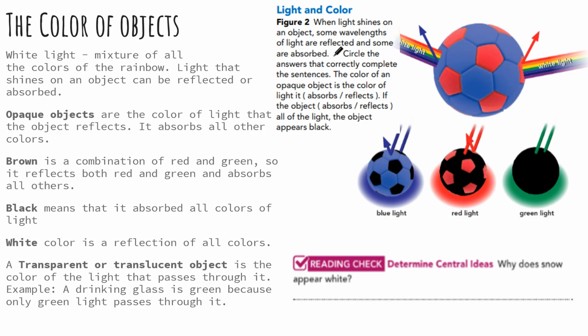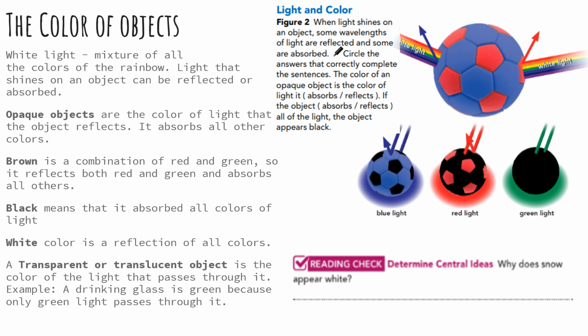A transparent or translucent object is the color of the light that passes through it. Example, a drinking glass is green because only green light passes through it. Light and color. So when light shines on an object, some wavelengths of light are reflected and some are absorbed.